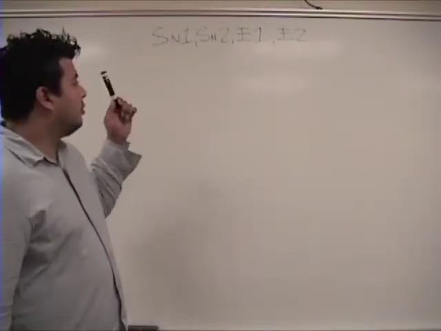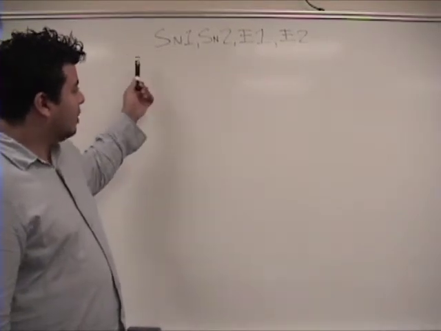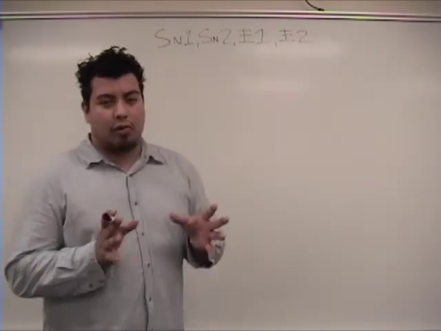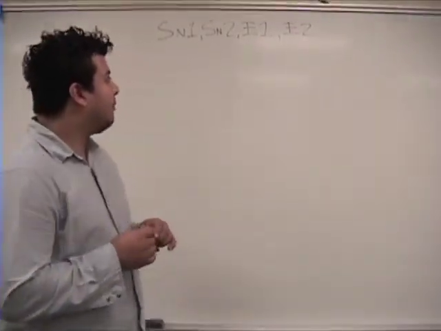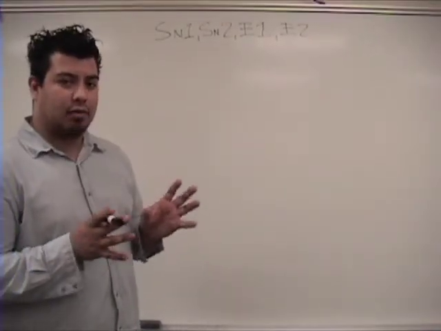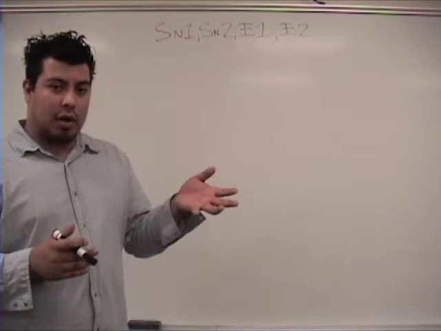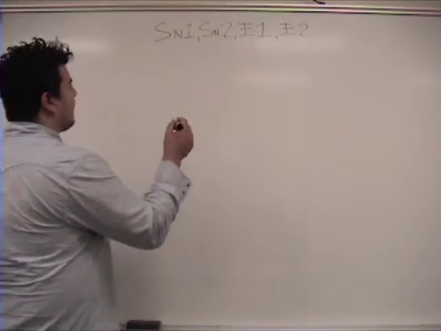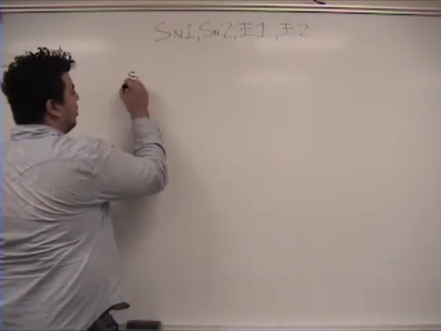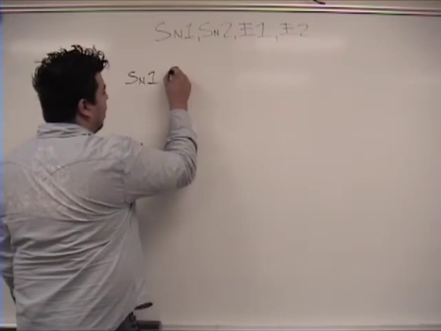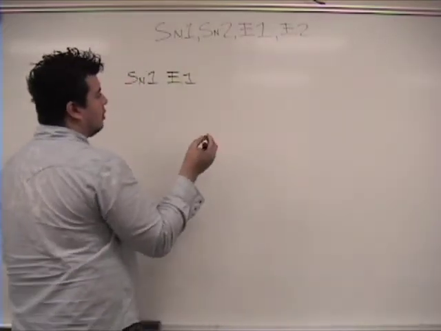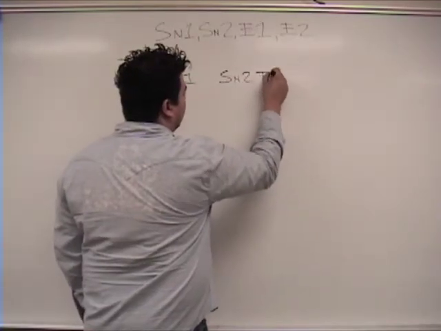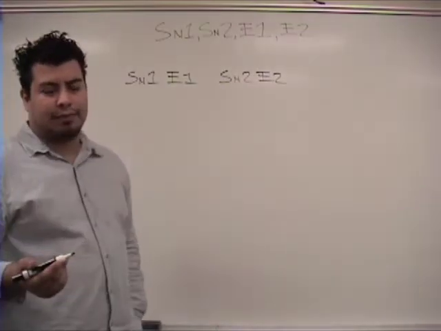So we're going to try to see if we can understand the theory behind all of these four mechanisms. They are all relatively similar, so let's see how we can work it out so one will favor the other. The first thing we gotta know is that Sn1 and E1 are always in competition. Also, Sn2 and E2 are always in competition.